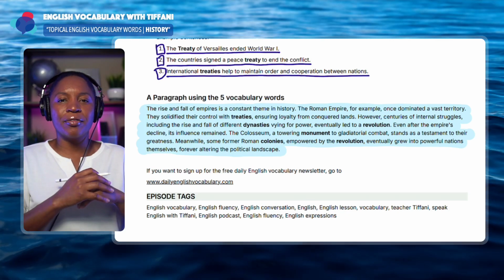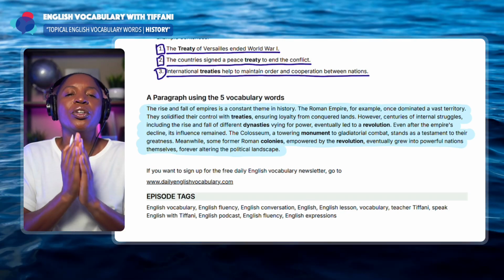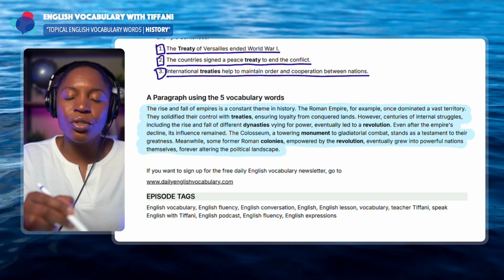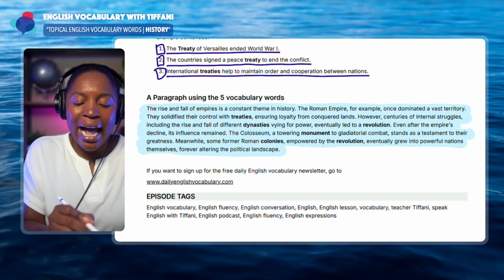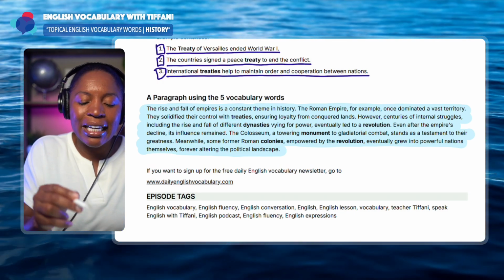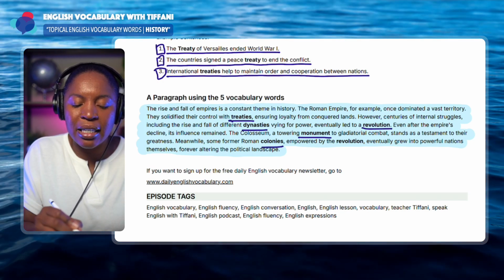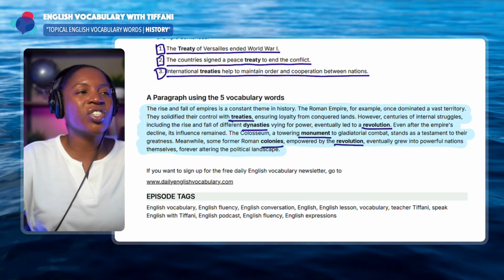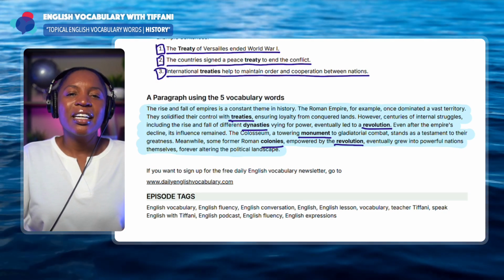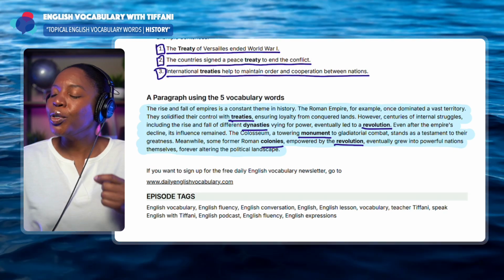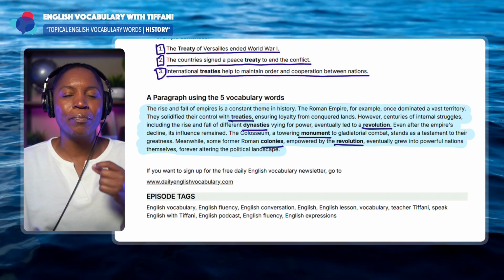This paragraph includes each of the words that you learned today related to history. We had treaties, we had dynasties, we had revolution, monument, colonies, and revolution even a second time. This is an example of how you learn vocabulary related to a topic. I really hope you enjoyed this week and this day's lesson. Topical English vocabulary about history.